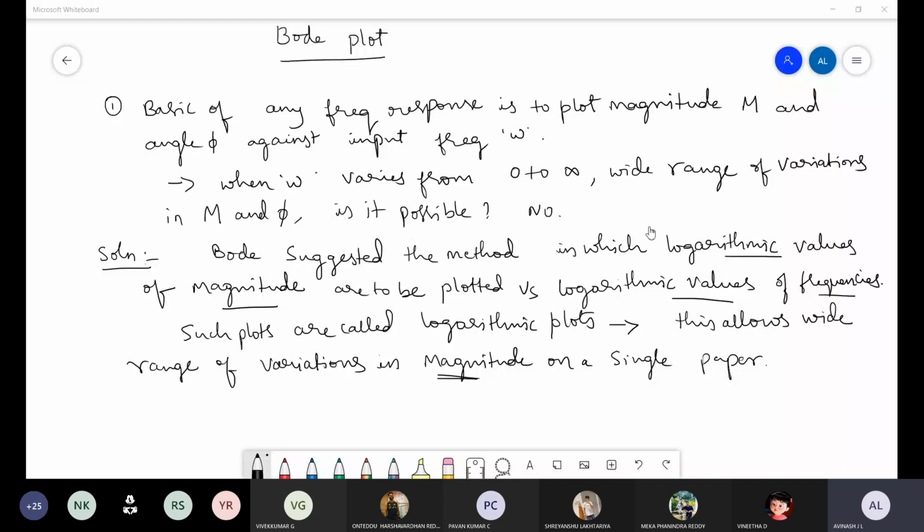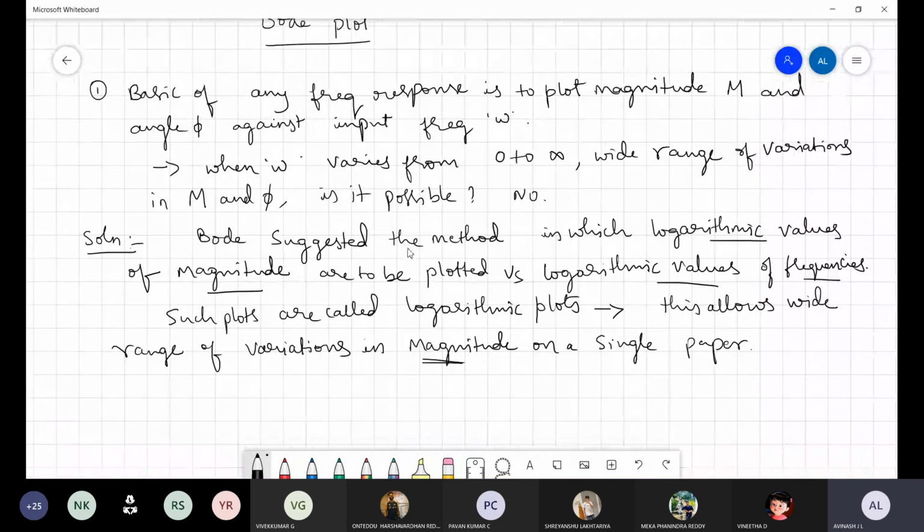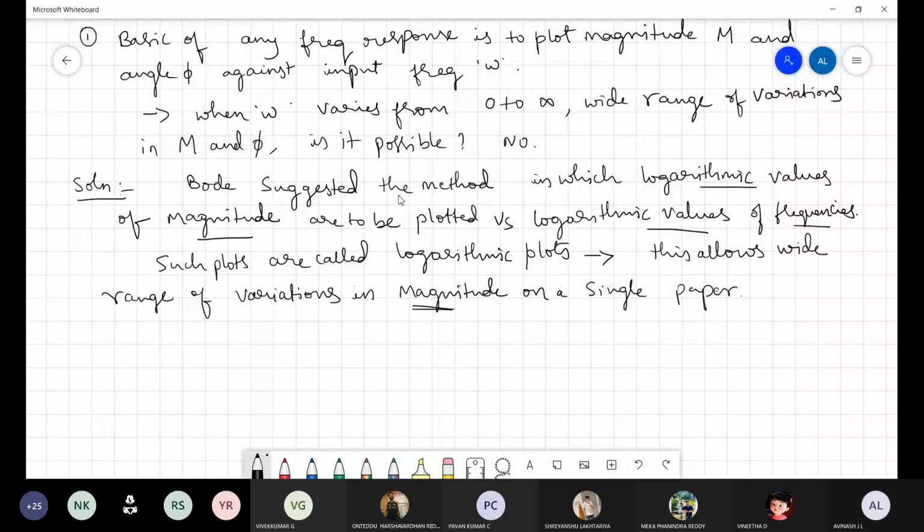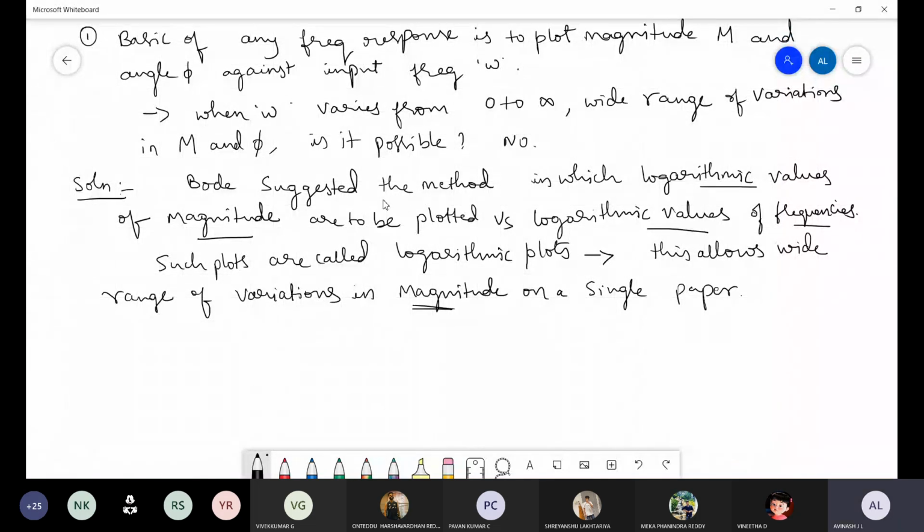So 0 to 1 is one decade, 1 to 10 is another decade, 10 to 100 is another decade, then 100 to 1000, 1000 to 10,000, 10,000 to 1 lakh. It keeps incrementing by multiplications of 10. 10 multiplied by 10 is 100, 100 multiplied by 10 is 1000, 1000 by 10 is 10,000, 10,000 by 10 is 1 lakh. Clear? That is how, on a single paper, we are able to plot it. That is the advantage of a semi-log sheet, logarithmic plots.